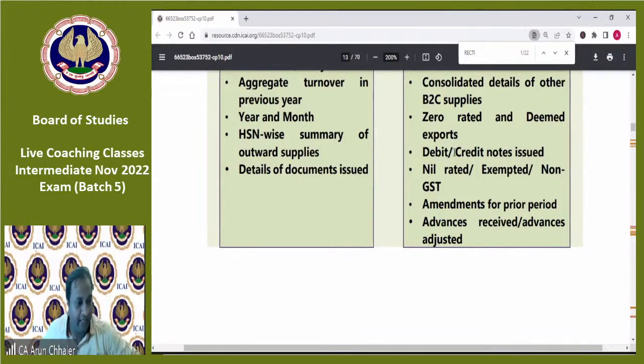HSN means a different identification for different goods. Yes, a coding system. For a pen, I have given one code. For shirts, I have given one code. For a light, I have given one code. For a camera, I have given one code. So that code is there.